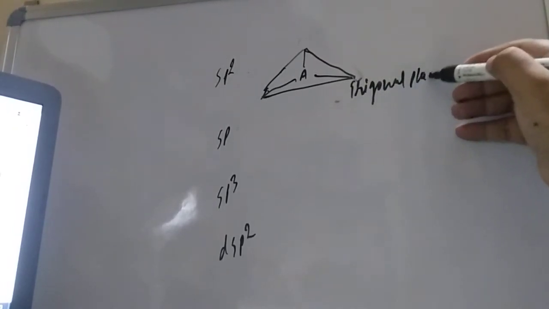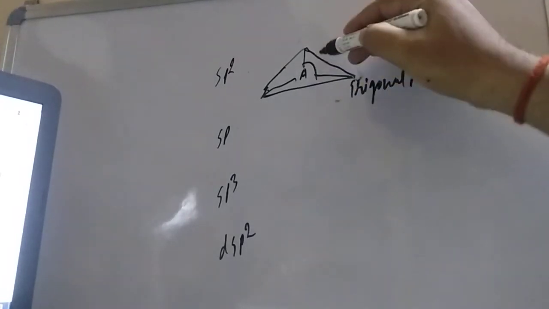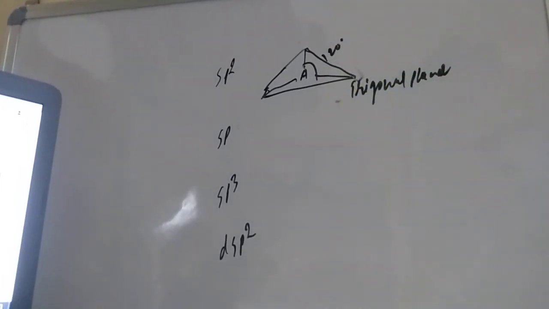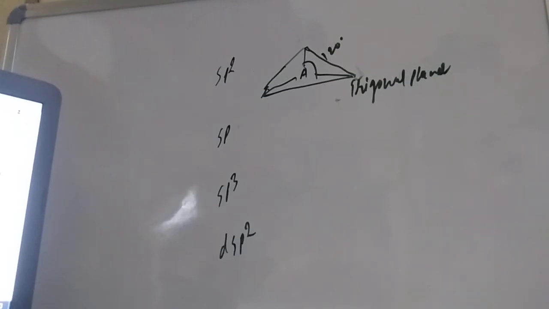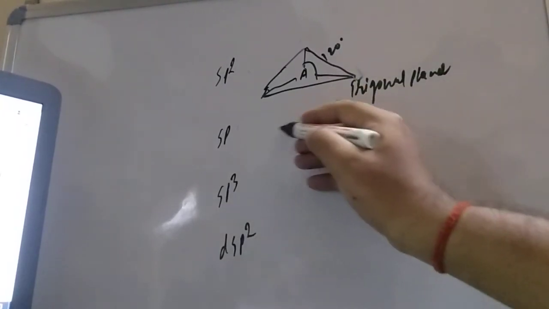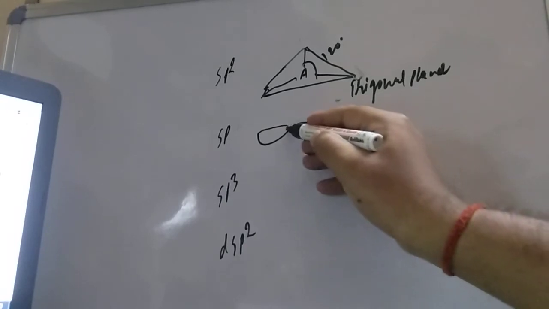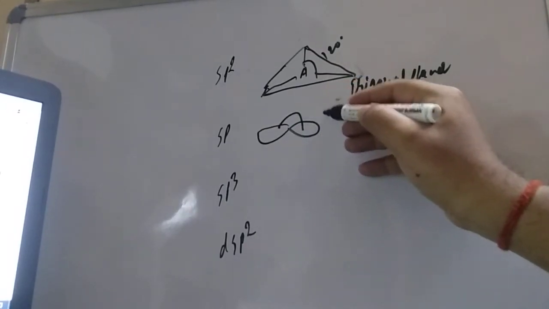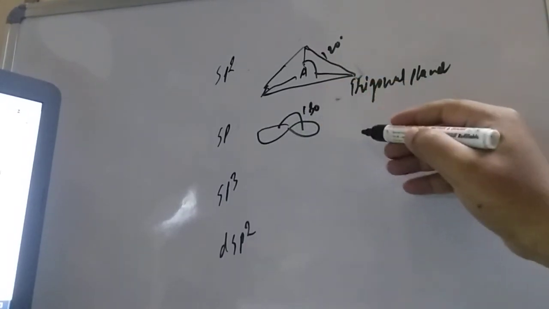If you talk about trigonal planar, it is 120 degrees. But the question is, they are saying for which of the following hybridization the bond angle is maximum. Here it is 120. If you talk about this, student, this is linear. Linear means the bond angle is 180 degrees.